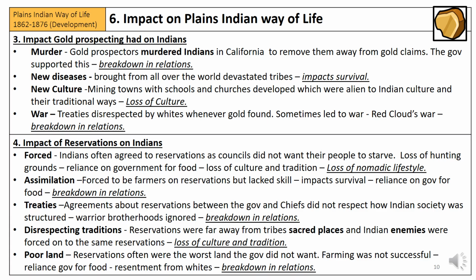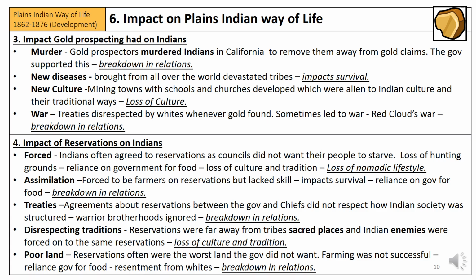We also have the disrespecting of traditions. Once again, when we are placing Indians into reservations, the US government are disregarding that in Indian culture, they do have enemies, and you might be putting two tribes who are at war with each other together, and they don't magically get on because of the predicament they've been placed in. They still are at war, and this is not respected. And again, with the movement to reservations, we've got the loss of culture and tradition.